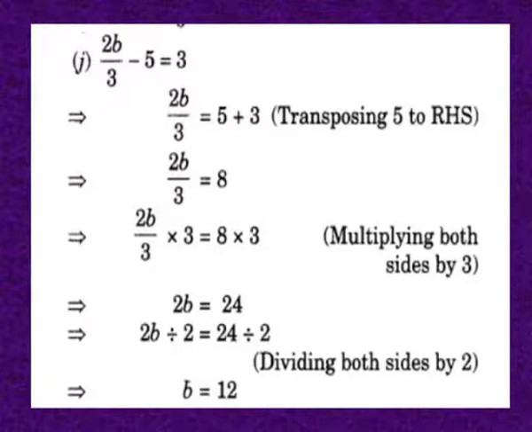Again we are dividing with 2 on both sides. We got 2b divided by 2, which is equal to 24 divided by 2. In our LHS, 2 and 2 will be getting cancelled and it becomes b. In our RHS, 24 divided by 2, which is equal to 12. Therefore, b is equal to 12.